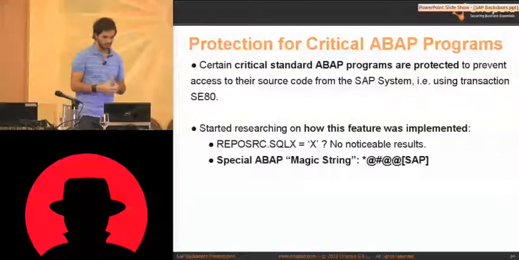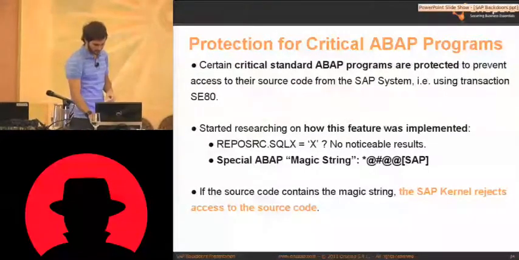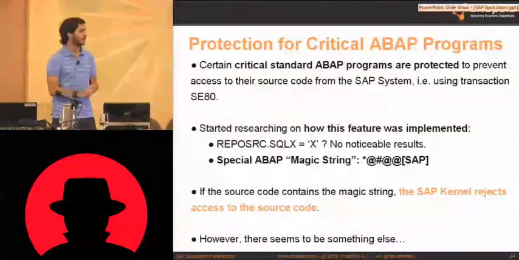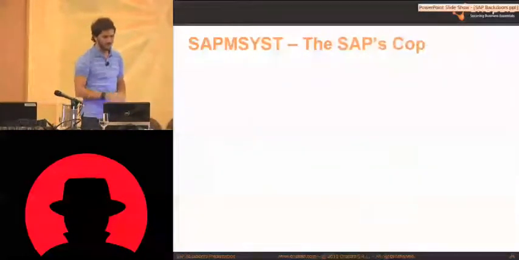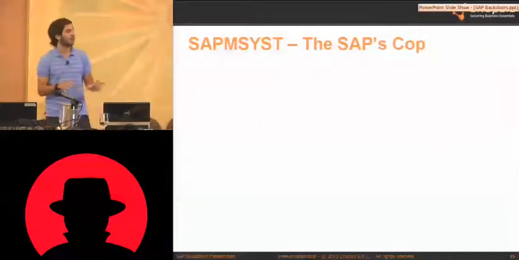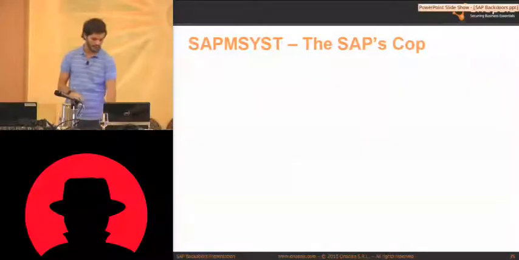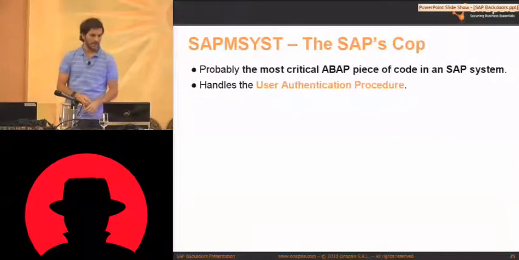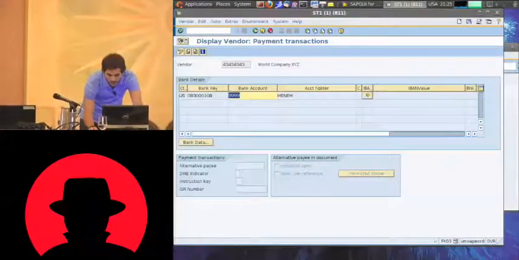Yeah, this is what I just said. But there seems to be something else going on with critical ABAP program protection. So let's talk about SAP MSysT, that is probably the most critical piece of ABAP code in an SAP system, because it handles the user authentication procedure.